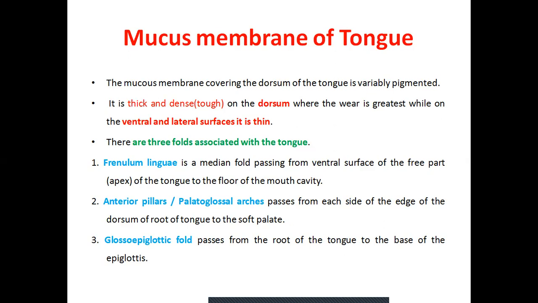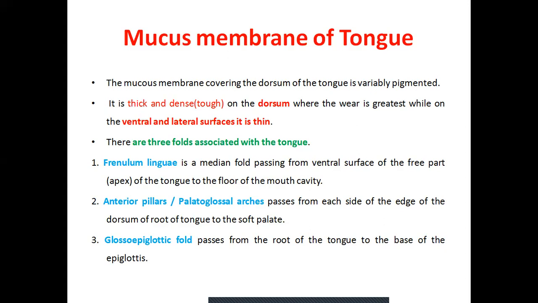There are three foldings of the mucous membrane in the tongue. First is the frenulum linguae, second is the anterior pillar or palatoglossal arch, and third is the glossoepiglottic fold. I already discussed in the last classes what the frenulum linguae is. It is the fold of mucous membrane that connects the ventral surface of the tongue to the floor of the oral cavity.